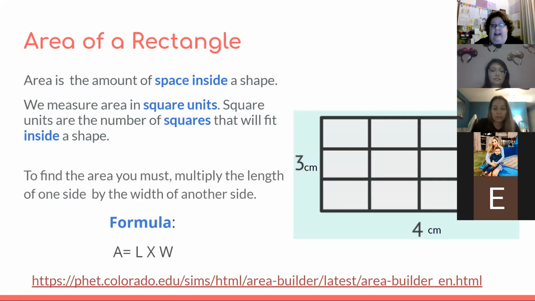Okay, so let's look at area. Area is the amount of space inside. So if we wanted to paint the wall, we would want to know the area of that one wall. The formula for area is length times width.